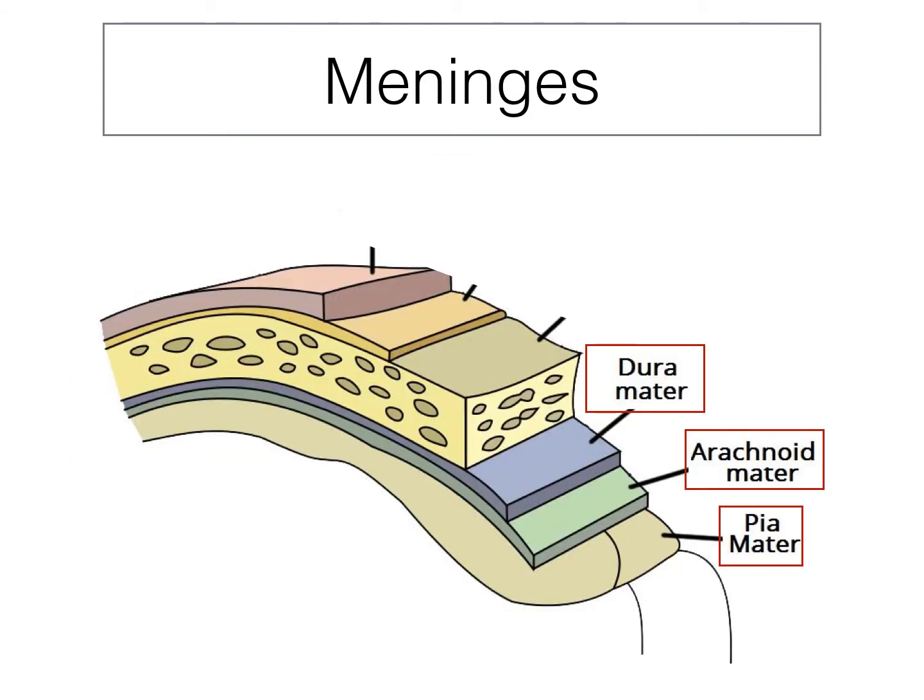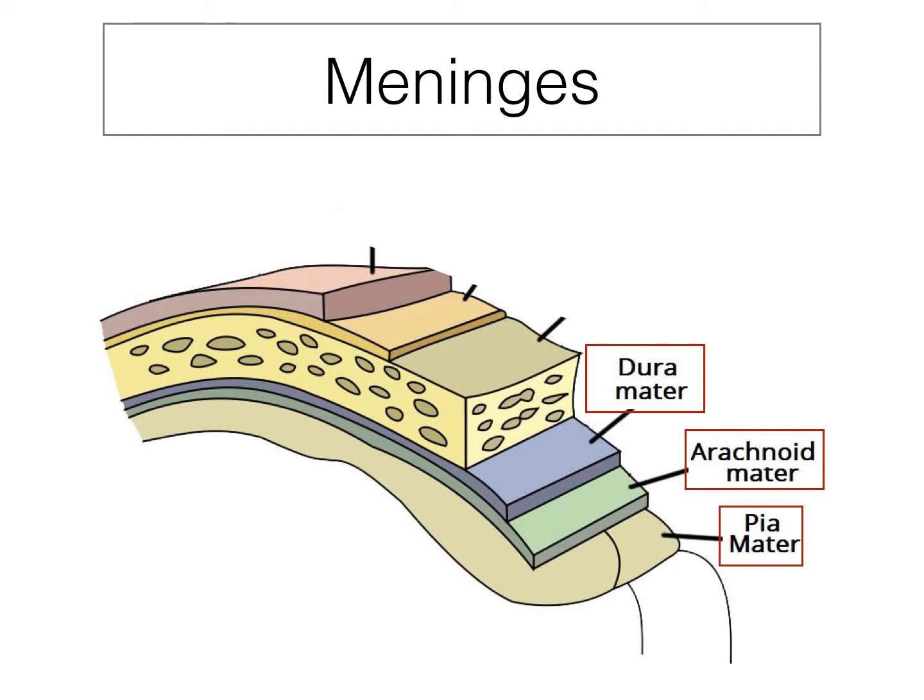Now we're going to go on to the meninges. The meninges are protective membranes that surround the brain and spinal cord, and there are three layers: the dura mater, the arachnoid mater, and the pia mater. The dura mater is the outermost layer and lies directly underneath the bones of the skull, and its name translates to the hard mother, because it's one of the main membranes that give cushioning to the brain.